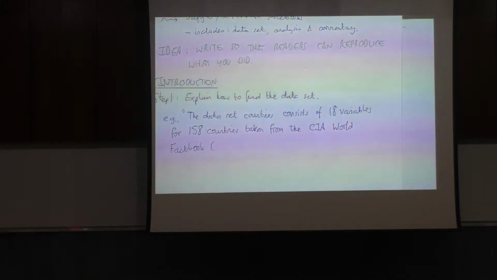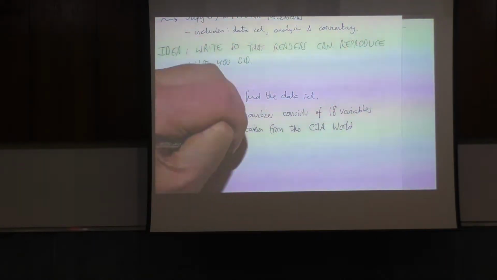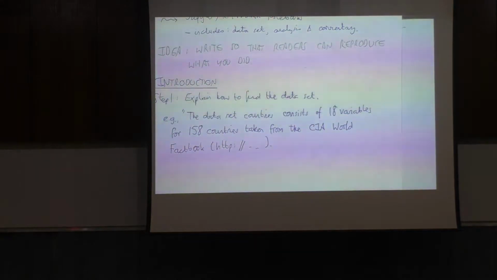And that then gives some reference to where any reader might try and find this. So http something or other. It's telling the reader where they can find all the data. I know I gave it to you, and I know no one else is really going to read this, but it's just reasonable practice in writing reports. So the data set consists of 18 variables for 158 countries, taken from this World Factbook.